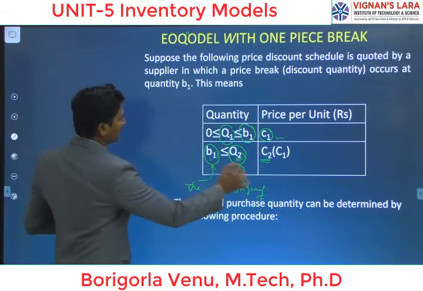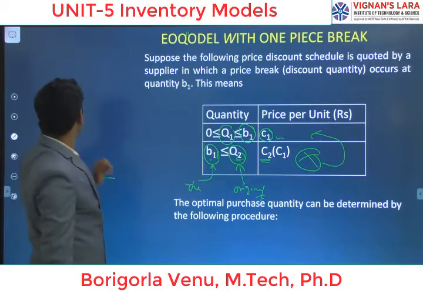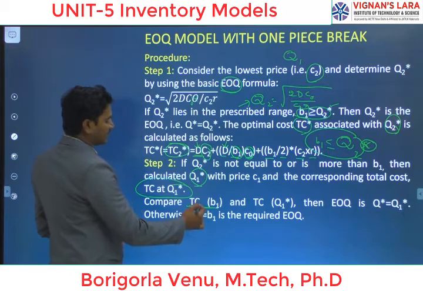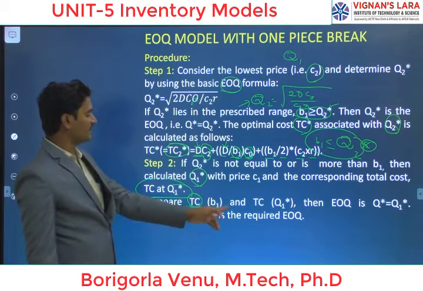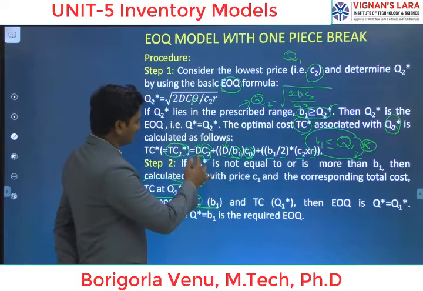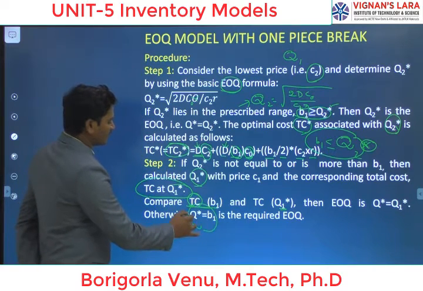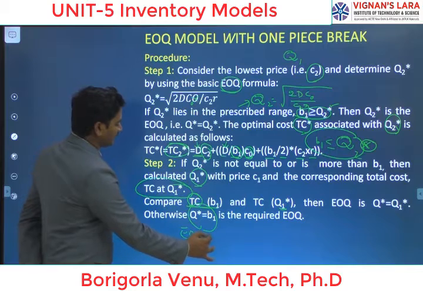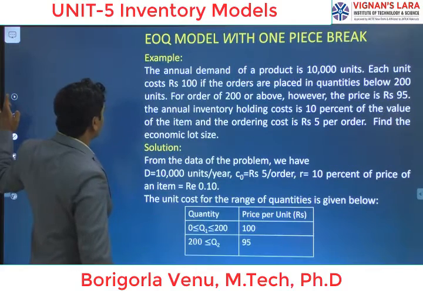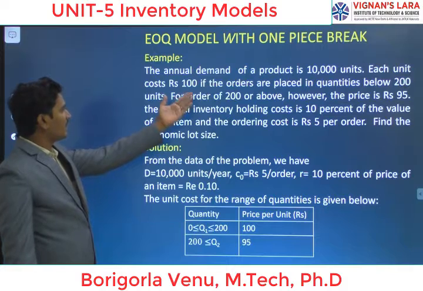If it doesn't satisfy, we calculate the Q1 value based on the highest price. Here we calculate Q1 with the total optimal cost TC. In TC, instead of Q2 we take B1, and instead of Q2 we take Q1. Here Q is called the economic order quantity and B1 is called the order discount quantity. Here I am going to explain that with an annual demand example.